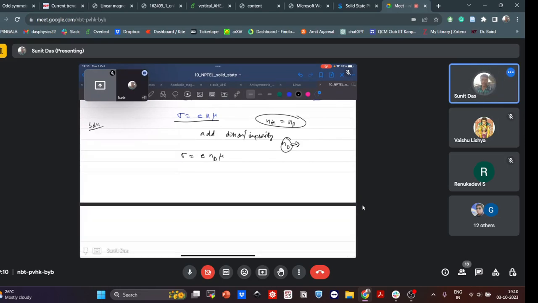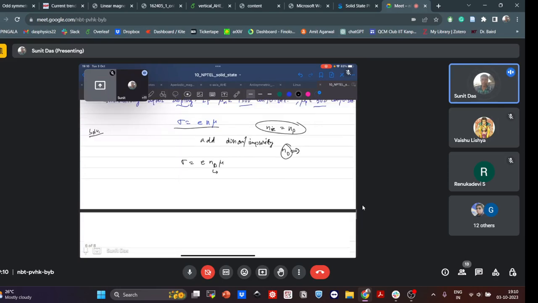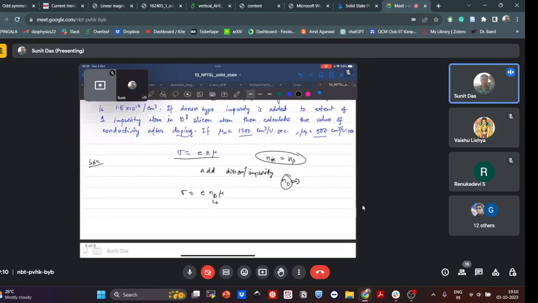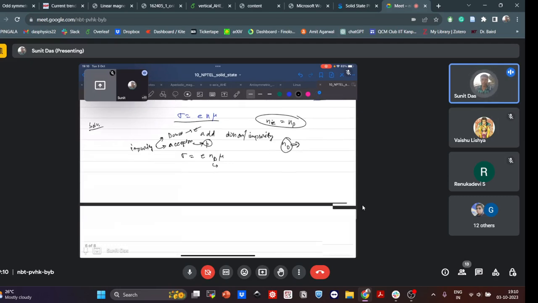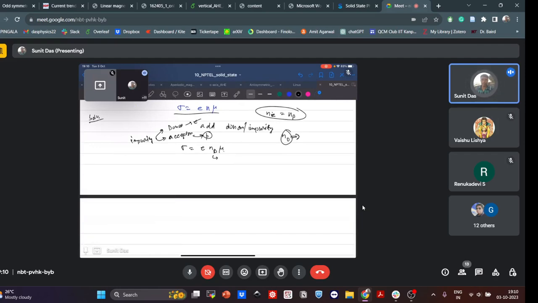Now this mobility will depend on the type of impurity. Impurity can be of two types: donor and acceptor. Donor gives an extra electron in the system, and acceptor gives an extra hole in the system. So whenever there is a donor in the system, the mobility will be electronic mobility, because the primary conducting carrier becomes the electron in case of donors. So this will be used.